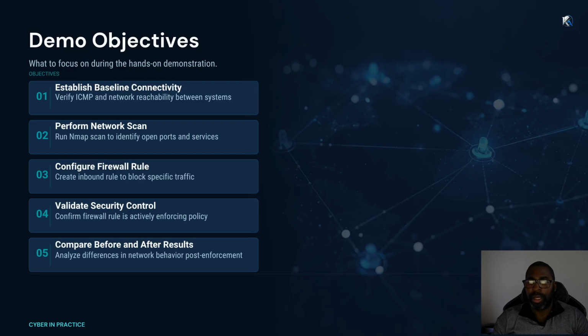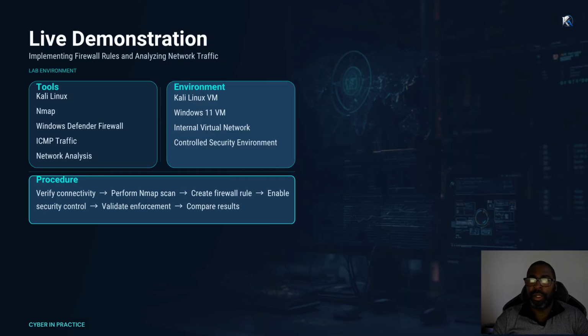Let's take a quick look at the lab environment we'll be using. For this demonstration, we'll be working with a Kali Linux virtual machine and a Windows 11 virtual machine connected through an internal virtual network. Kali will be used to perform connectivity testing and network scanning, while Windows Defender Firewall will serve as the security control. The process will follow a structured workflow: verify connectivity, perform scanning, implement a firewall rule, validate enforcement, and compare the results. With that foundation in place, let's move into the live demonstration.